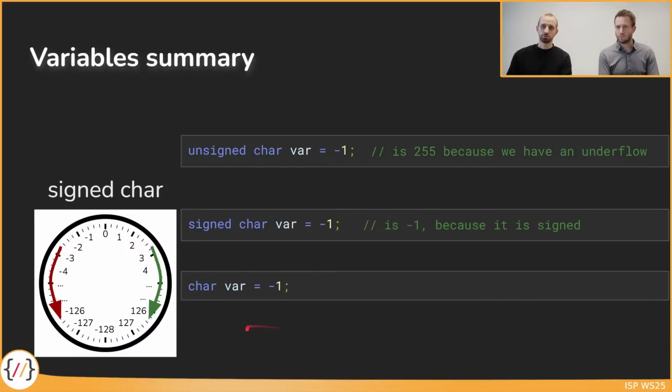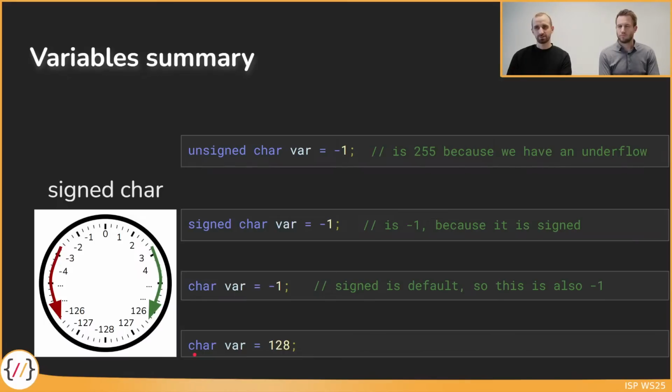If I only use a character var, it's also -1 because it's signed by default, so it uses this space here. And if I have a character var 128, this is -128 because the biggest number is 127 and the next number then is -128. That last one might be very confusing in the beginning because you enter a number and you get a completely different negative number out. So if you have a problem like that, it's most likely that you have an underflow or an overflow in your program.